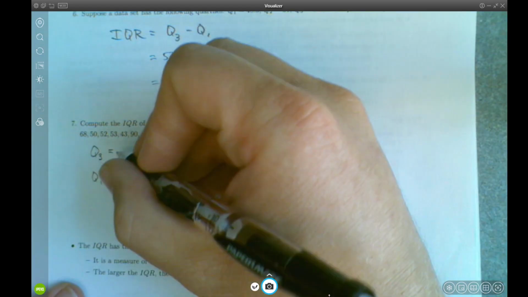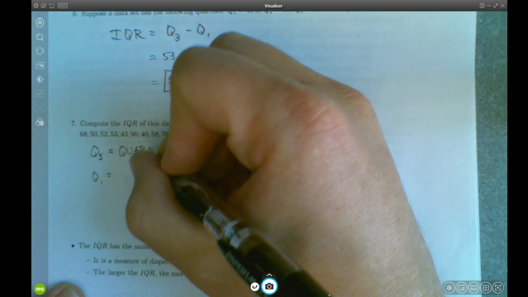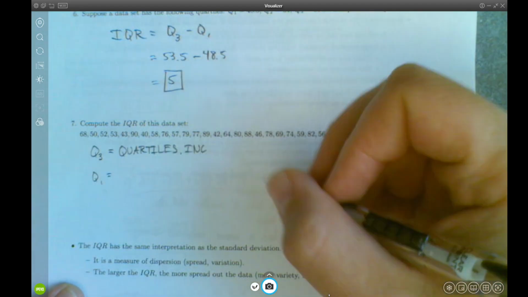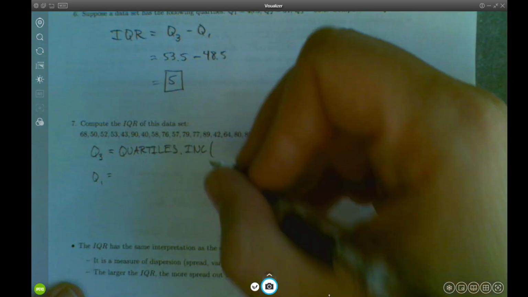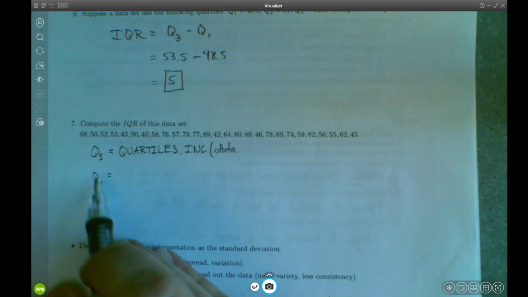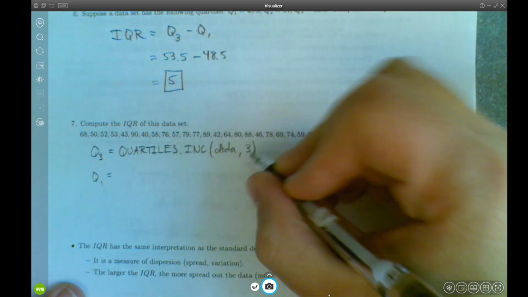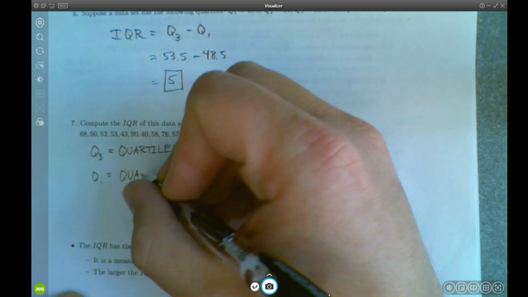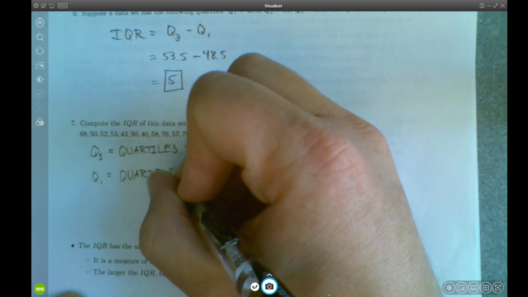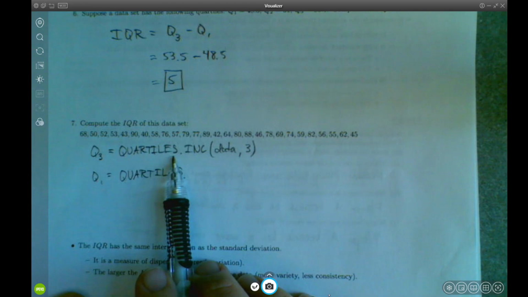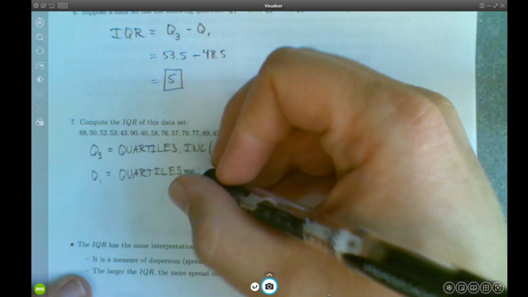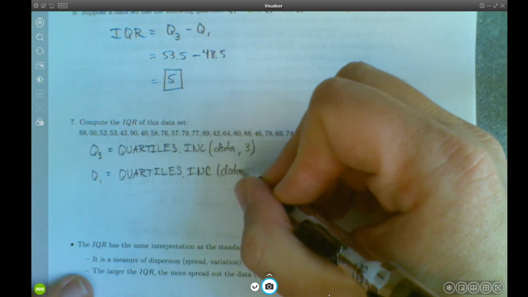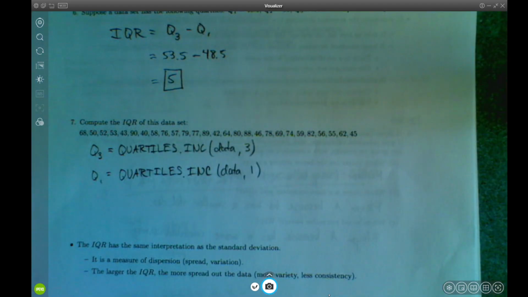To do this in Excel, we'll do quartile.INC. I want to calculate the quartiles of this data set, and for Q3 that means I want the third quartile. So this is what I'm going to type into Excel. Q1 would be similar. Actually, I don't remember if it's quartiles or just quartile, but we'll see when we go over to Excel in a second. We'll see if we need the S or not. And I want the first quartile for Q1. Let's see what we get.